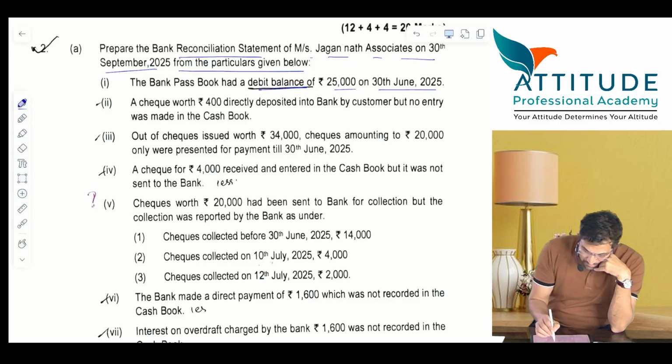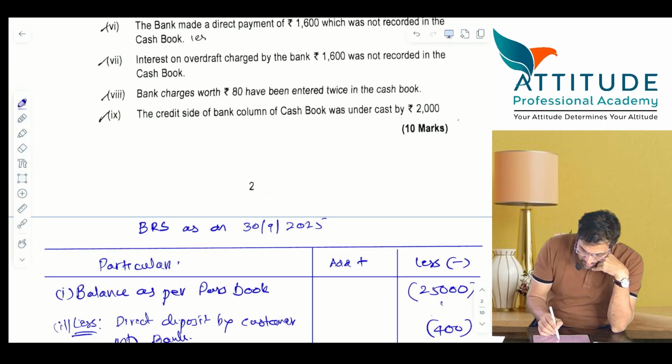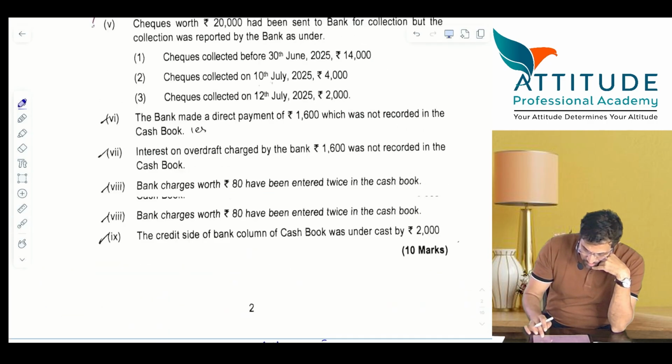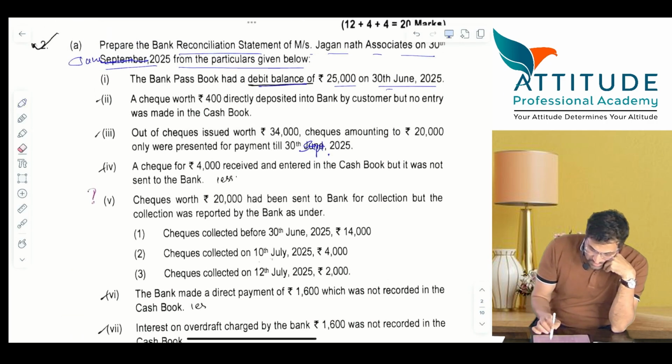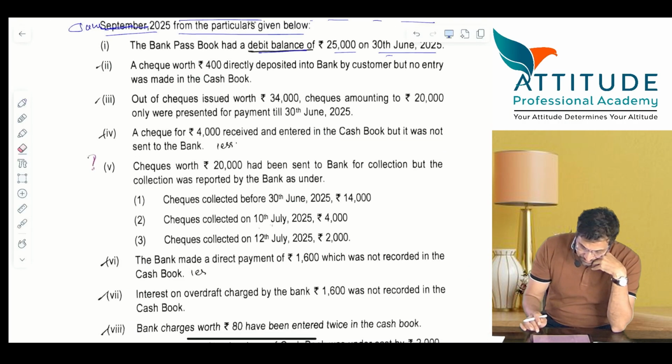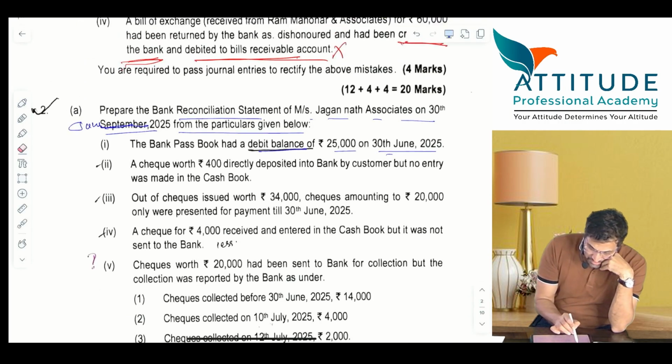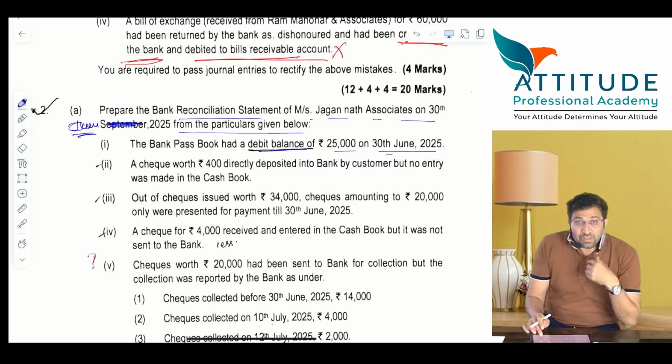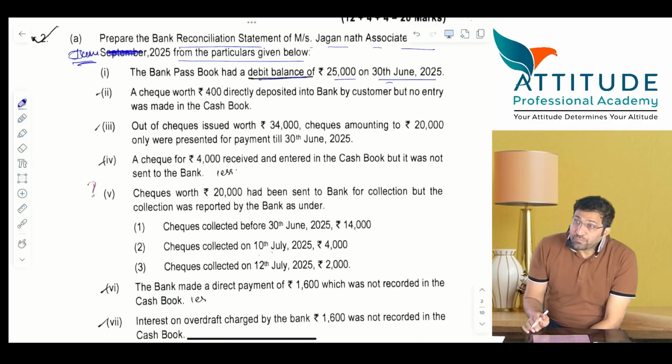ये गलत क्या है? इधर 30th जून, तो इधर जून आना चाहिए. तो हेडिंग चेंज करो, ये जून करो. ये बाकी का थोड़ा लफड़ा हुआ है उधर. ये सितंबर नहीं है, जून है. They have done a mistake here. Got it? Okay. Shall we proceed?